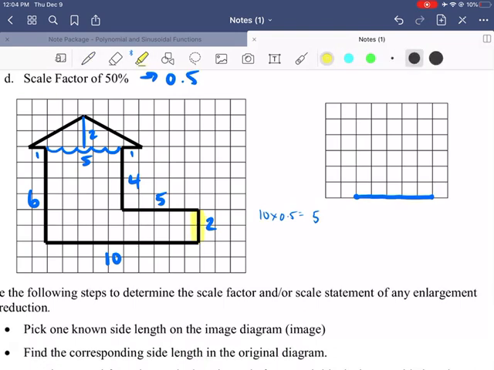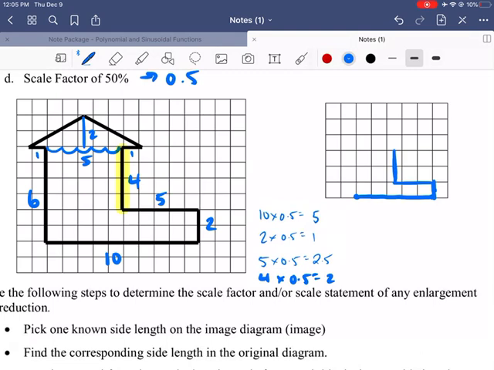Now let's do this little vertical section. So 2 times a half is 1. So we're going to go up 1. And then 5 multiplied by a half is 2.5. So then we're going to go back 2.5. So 1, 2, and then halfway. Okay, let's do this vertical section here. So 4 multiplied by a half is 2. So we're going to go up 2 from that point.